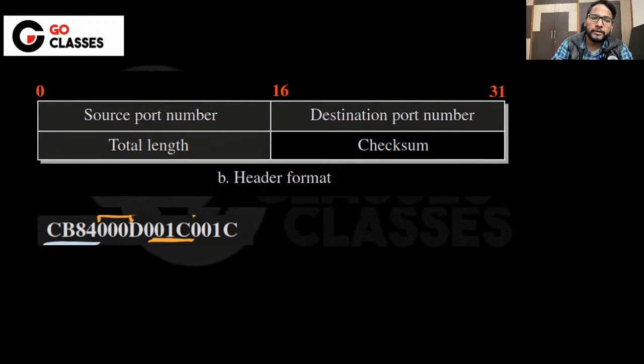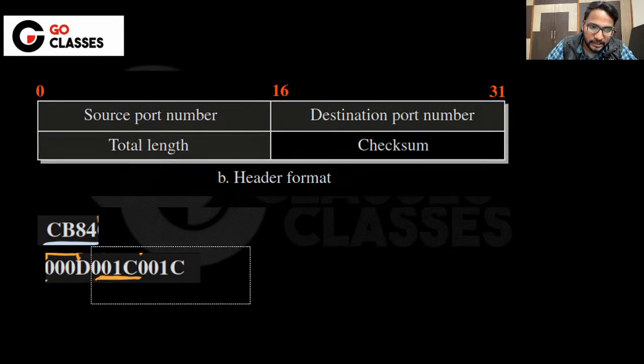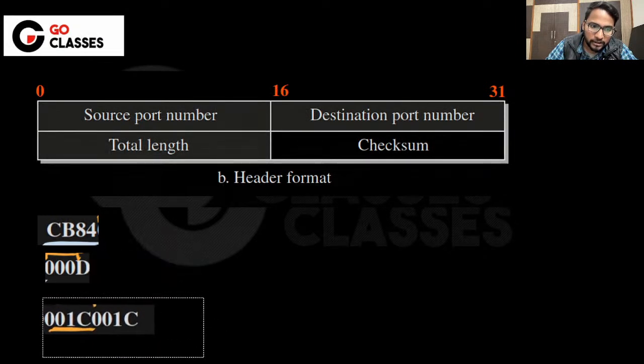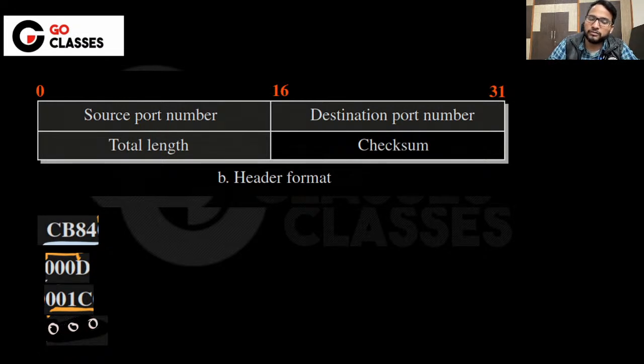What will you be doing? You will divide this header into 16 bits. So this is the first 16 bits, then this is the next 16 bits. Whatever the header is, you divide it into 16 bits. Then this is the next 16 bits, and this is the next. For the last 16 bits, since you do not know the checksum initially, obviously because we want to calculate it, you just keep it zeros.